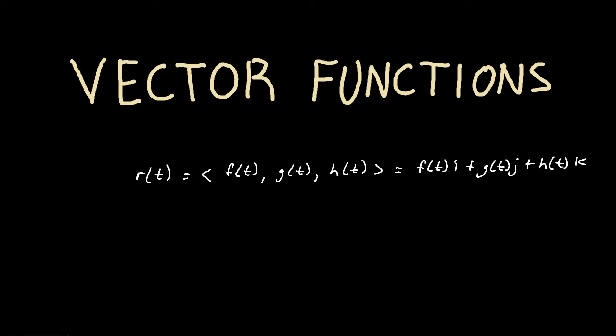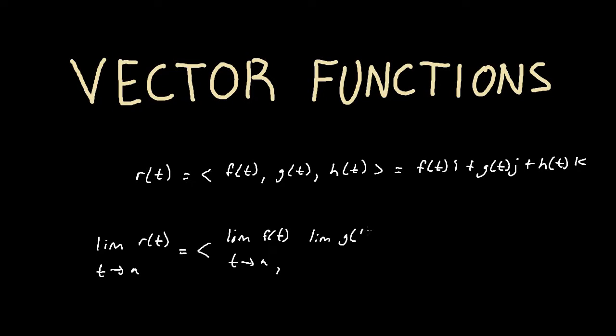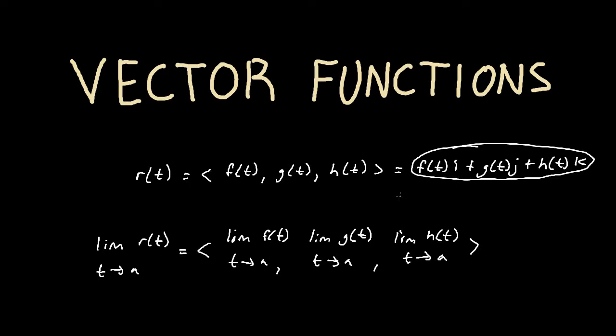Now let's say we're trying to take the limit of the vector function r of t. The limit of r of t as t approaches some value, let's call it a, is going to equal, in component form, the limit of f of t as t approaches a, comma, the limit of g of t as t approaches a, and then comma, the limit of h of t as t approaches a. So we have to take the limit of each individual component. The same thing also applies to the unit vector form. We have to take the limit of each individual function, f of t, g of t, and h of t.